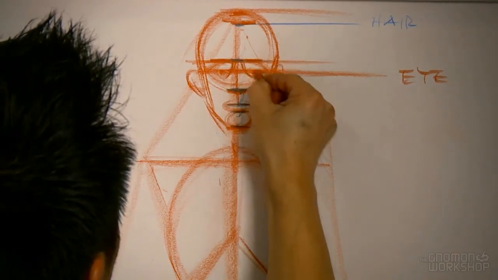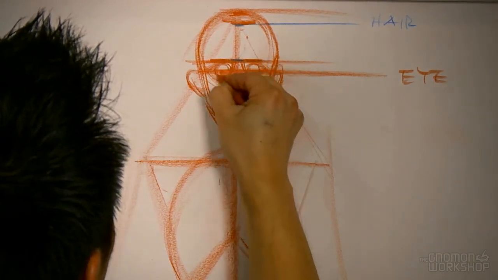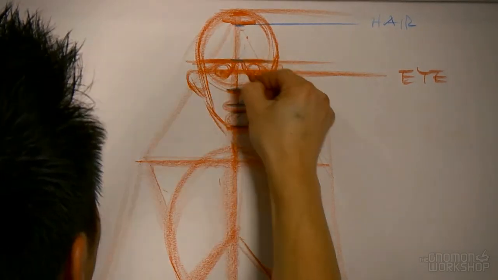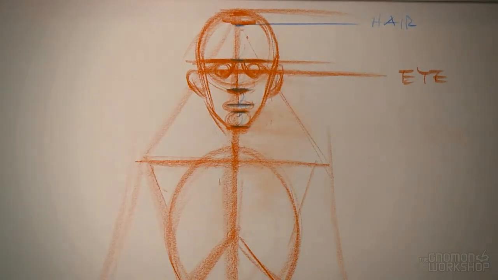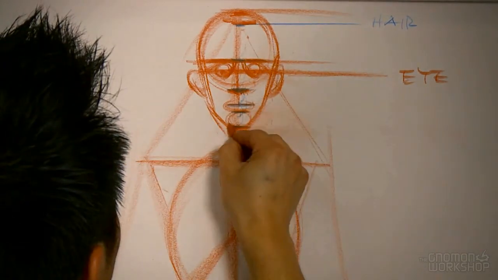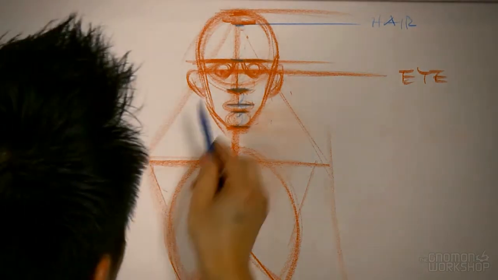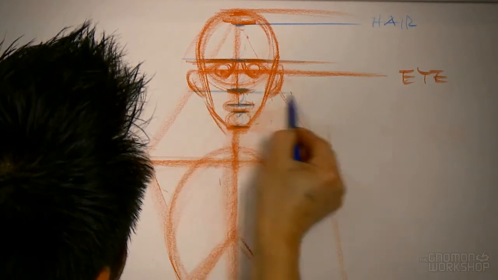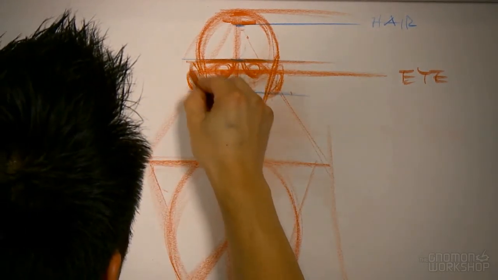I'm basically drawing a socket, and I'm going to put a ball inside the socket like this to indicate where the eyeball is. And then if I extend the eyebrow to the side, and extend the nose to the side, you can see your ear is going to fit about within those two lines.